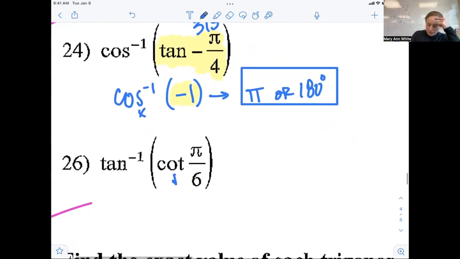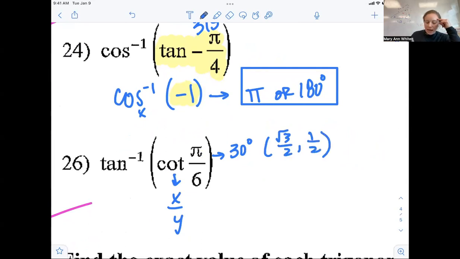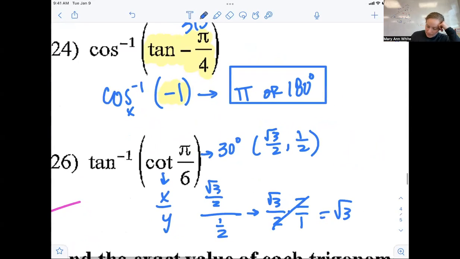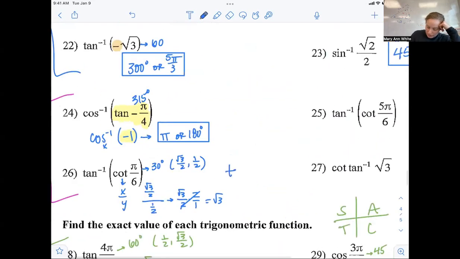Okay, cotangent is x over y of pi over 6, which is a 30-degree angle, which has the coordinate point root 3 over 2, comma 1/2. So I'm going to do root 3 over 2 divided by 1/2. I've done this enough to know I'm going to end with root 3, but I'll just do it out for you. Root 3 over 2 times 2 over 1. I get root 3. And so now I'm going to do inverse tangent of root 3.